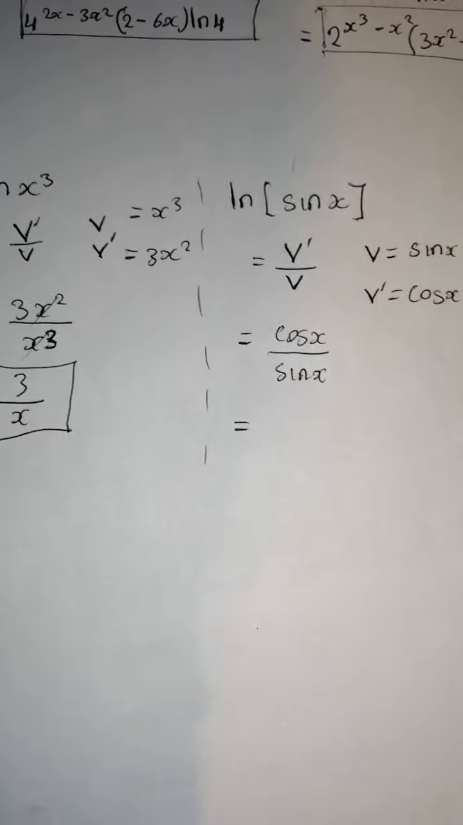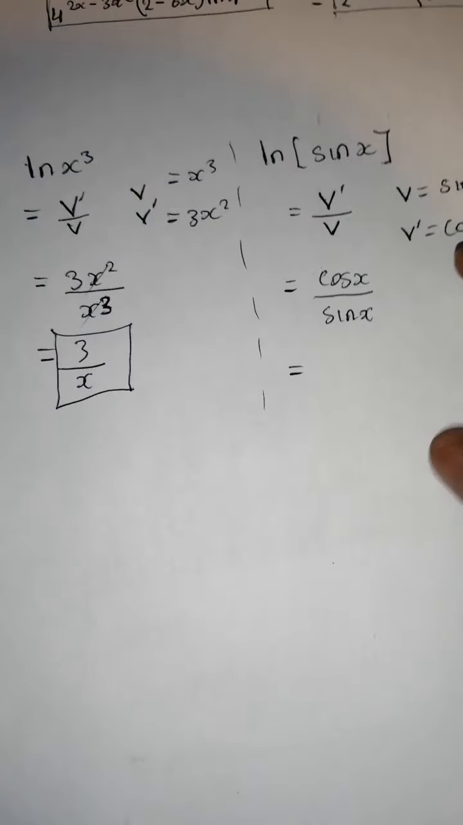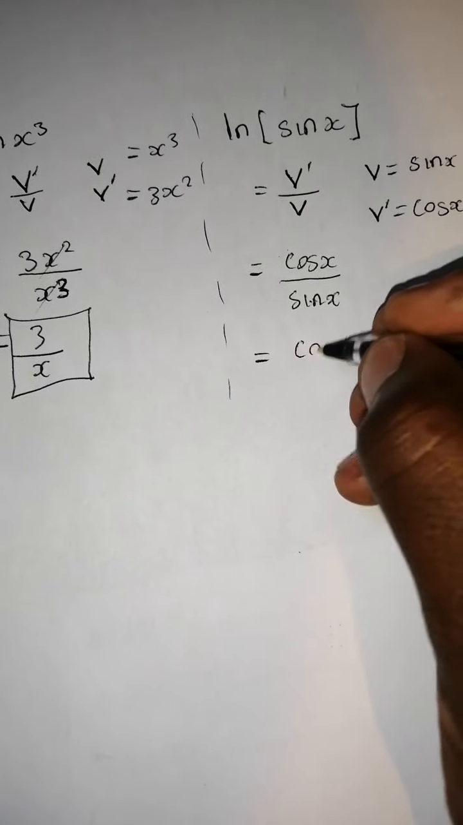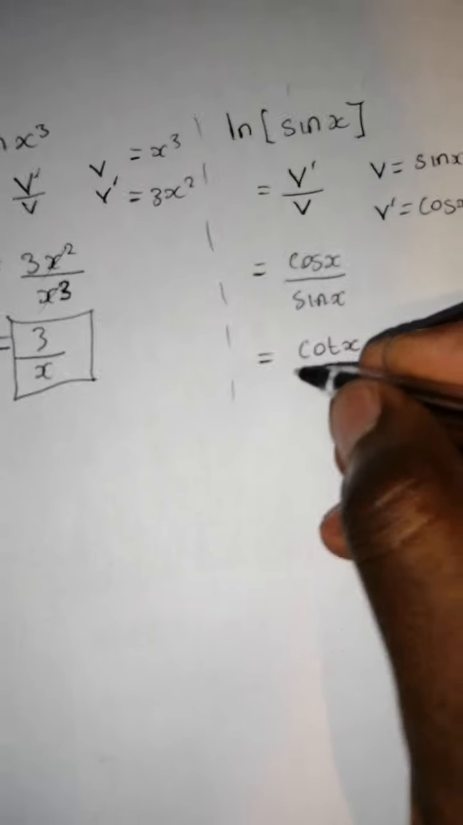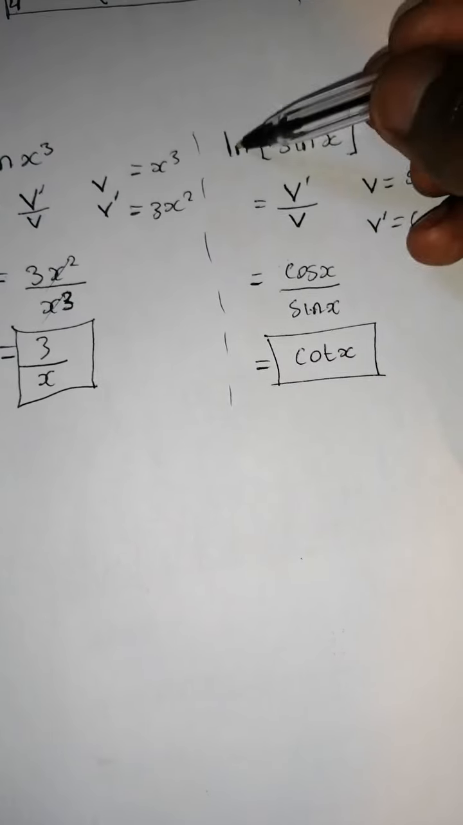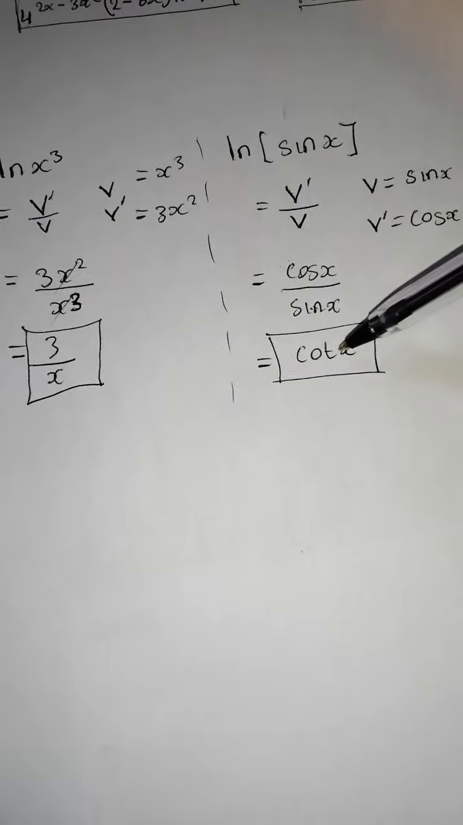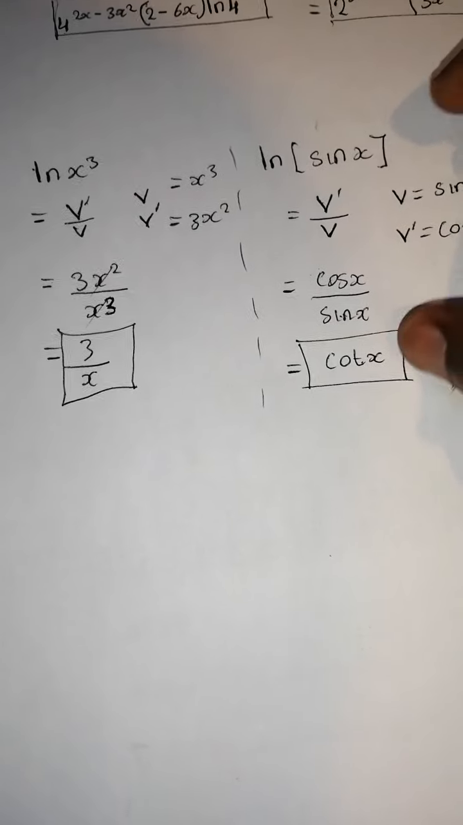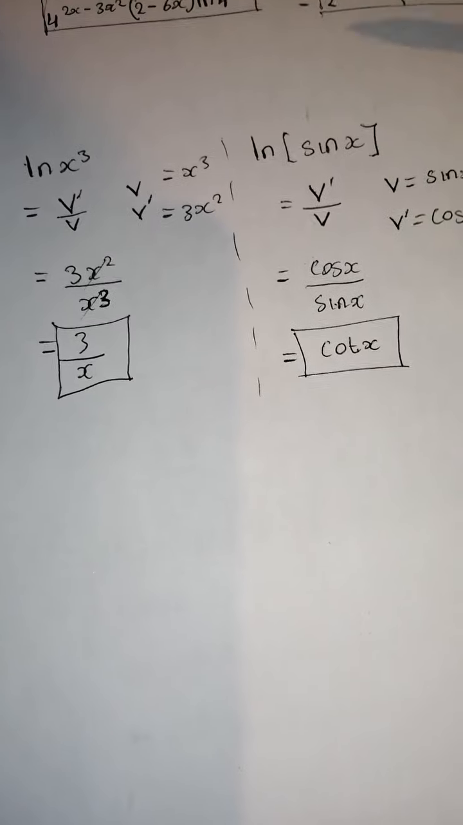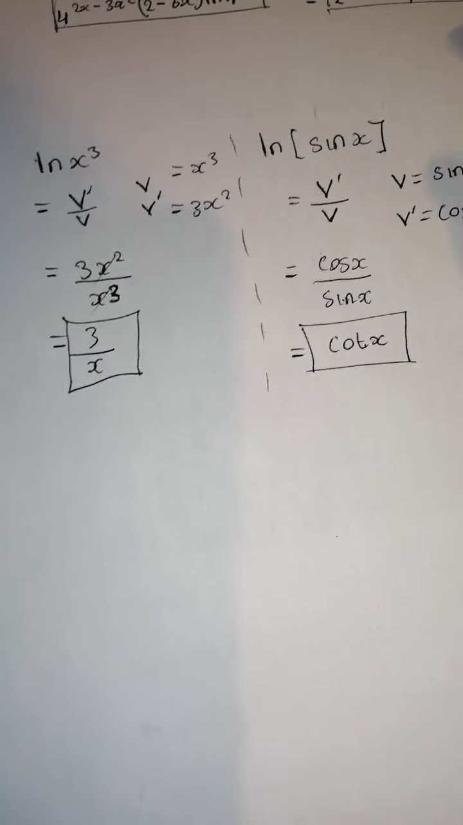Here we know that cos x over sine x is equal to cotangent, so here it will just be cot x. So this is our answer. The derivative of ln sine x is equal to cotangent. So that's how we can find the derivative of ln sine x.